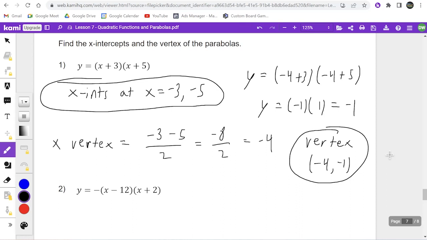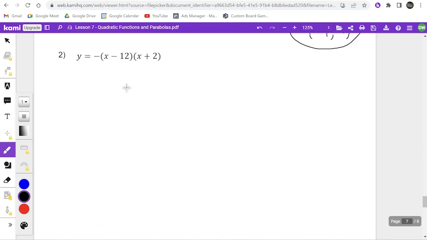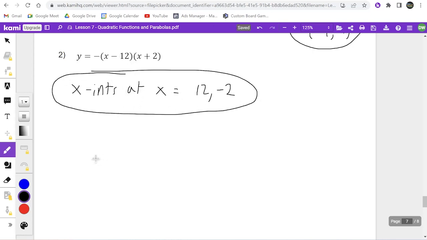Okay, then let's keep going. Number 2, same idea. Very first thing I'm going to say, I immediately see the x-intercepts. They're going to be at x equals positive 12 and at negative 2, because it's the opposite of these guys. So there's my x-intercepts. And again, if I want the x vertex, then I'm going to say it's 12 minus 2 divided by 2, because it's these numbers added together and then divide by 2. So 12 minus 2 is 10, divided by 2 you get 5.